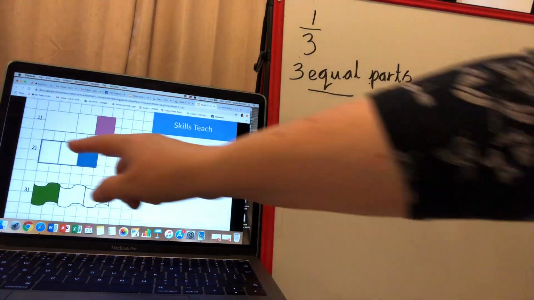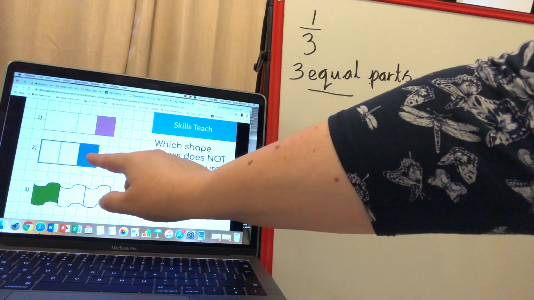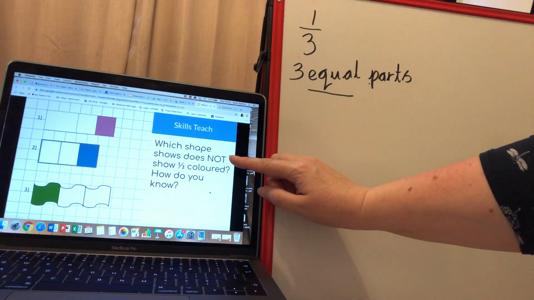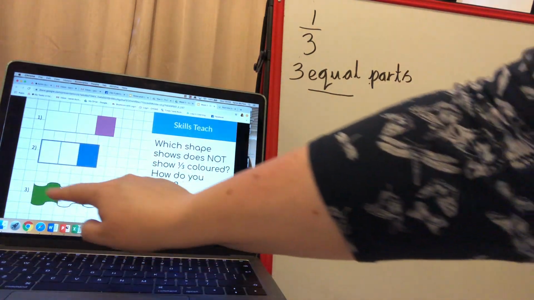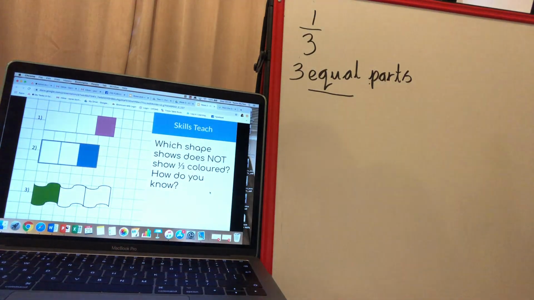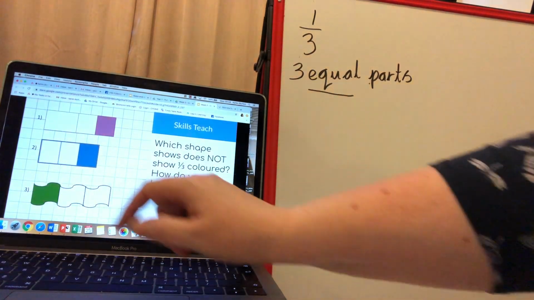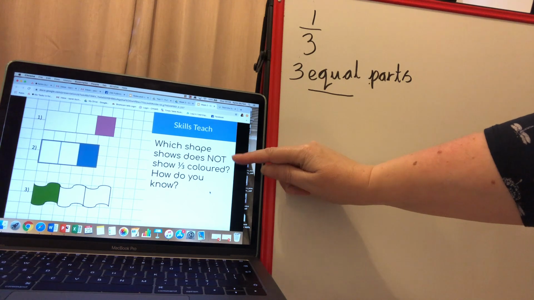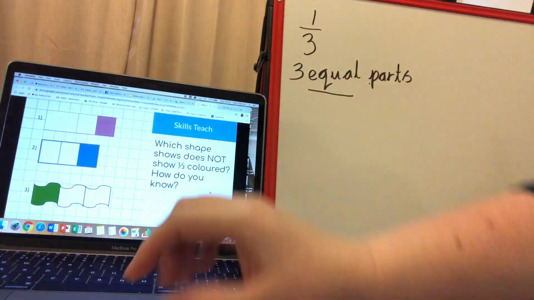Number 2 has got 3 parts, 1 is coloured, and they're all equal. That is 1/3. We were looking for one that was not 1/3. The same with number 3. There are 3 parts, 1 is coloured, they're all the same size. That is 1/3. We were looking for the one that's not 1/3 coloured. The answer is 1.